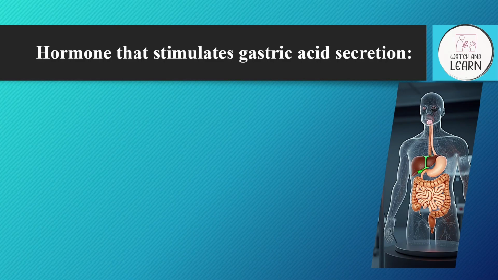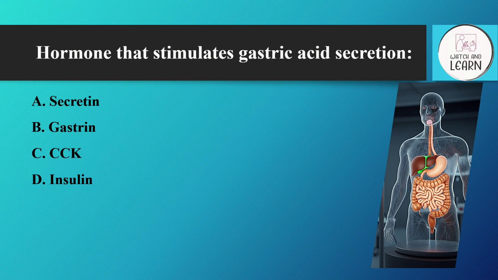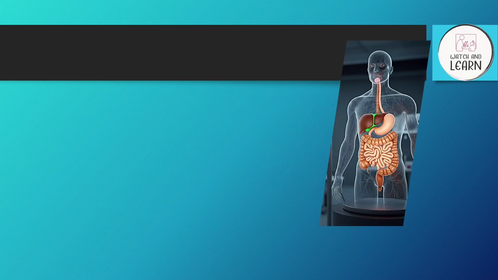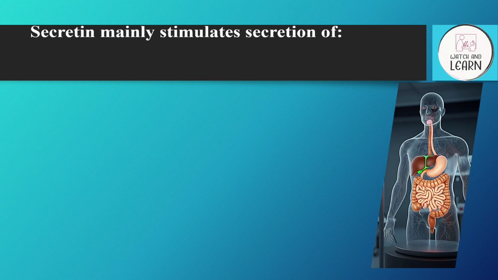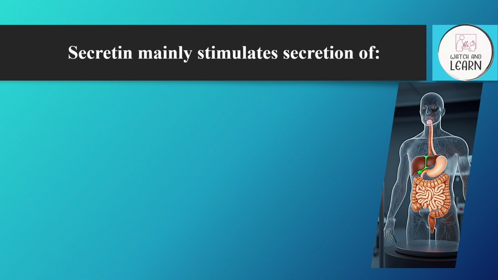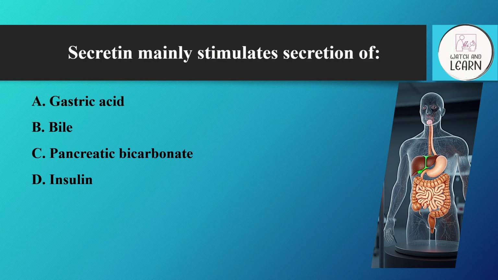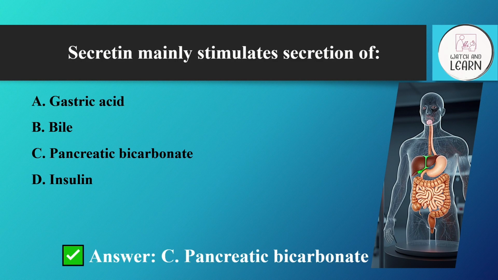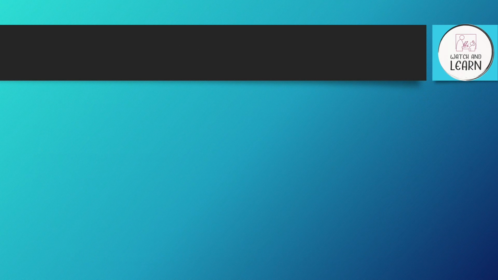Hormone that stimulates gastric acid secretion, these are the options, and the right answer is answer B, gastrin. Secretin mainly stimulates secretion of, these are the options, and the right answer is answer C, pancreatic bicarbonate.